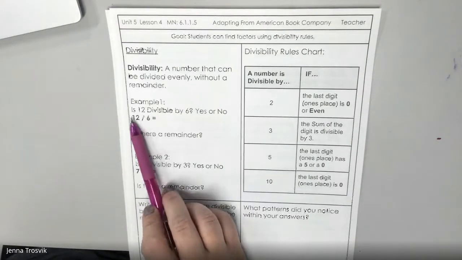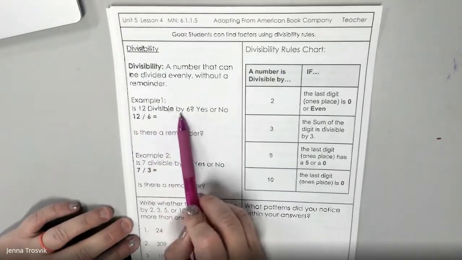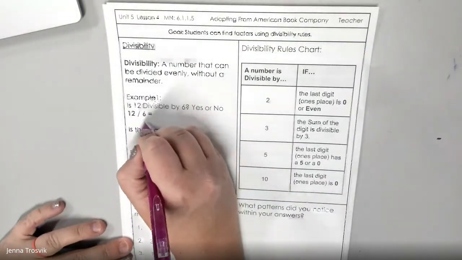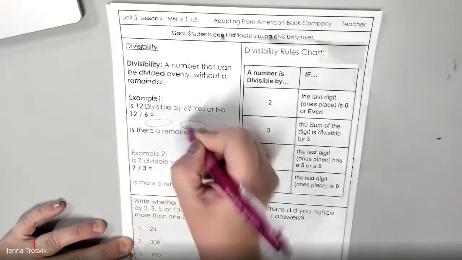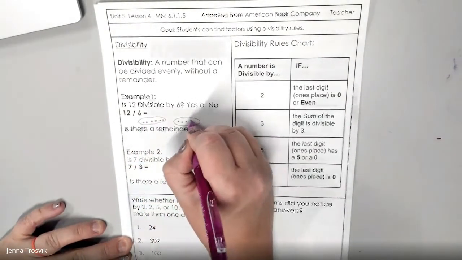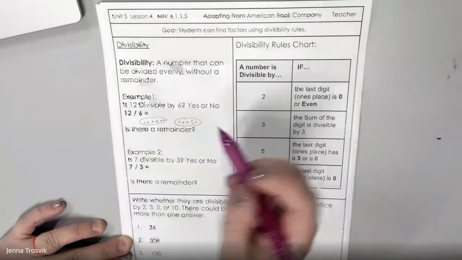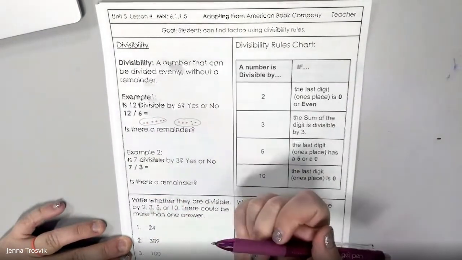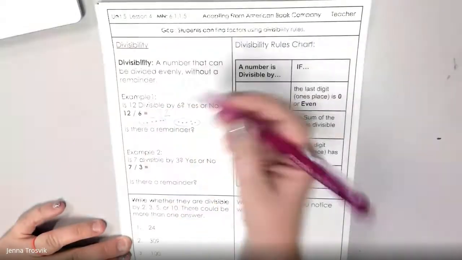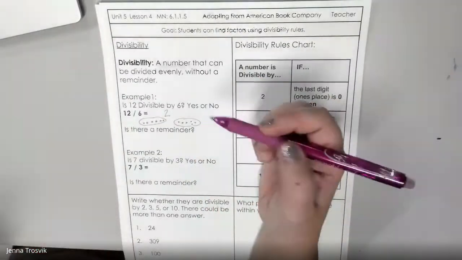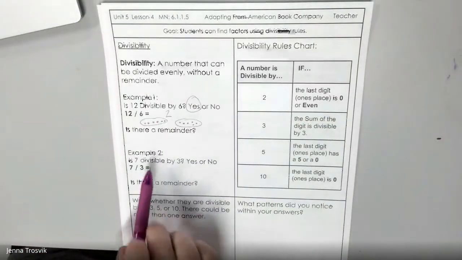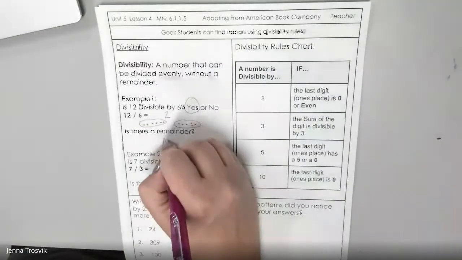A good example would be 12 divided by 6. Is it divisible? If I can divide 12 by 6, well, I can make two groups of 6. So 1, 2, 3, 4, 5, 6. 1, 2, 3, 4, 5, 6. So yes, I can divide it into groups of 6 equally. So my answer would be 2. So if it is divisible, then this is a yes. Is there any leftovers? No, there are no remainders.